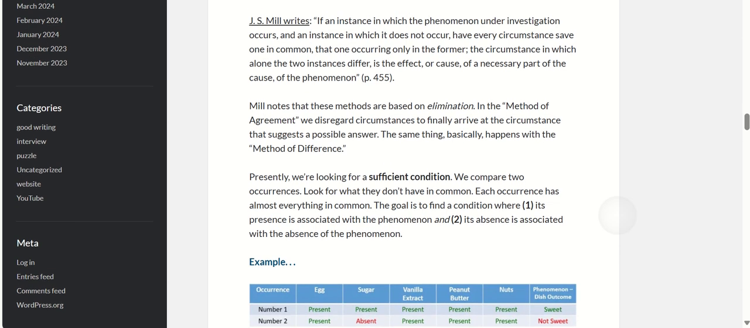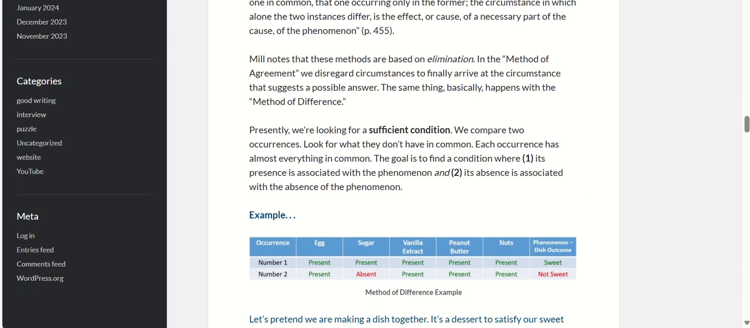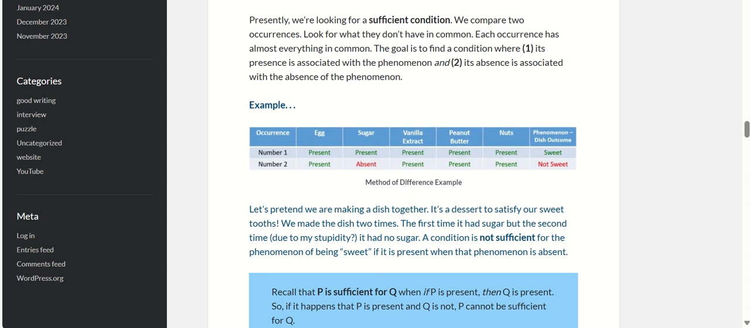Now, Mill notes that these methods are based on elimination. So in the method of agreement, we disregard circumstances to finally arrive at the circumstance that suggests a possible answer. The same thing basically happens with the method of difference. Presently, we're looking for a sufficient condition. So if we're thinking about if P then Q, remember P is sufficient for Q, Q is necessary for P, if we think about the antecedent and the consequent. That's a big topic I keep on hammering that I think a lot of textbooks don't, when it comes to what a conditional is when we say if P then Q. So presently we're looking for a sufficient condition.